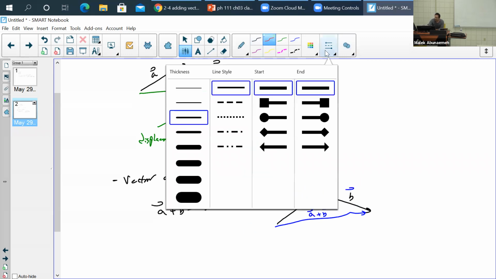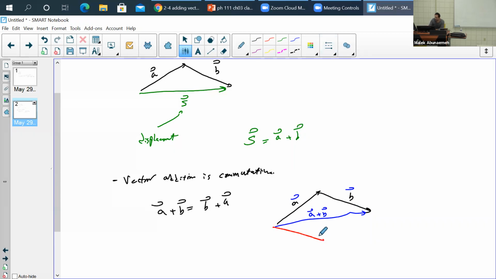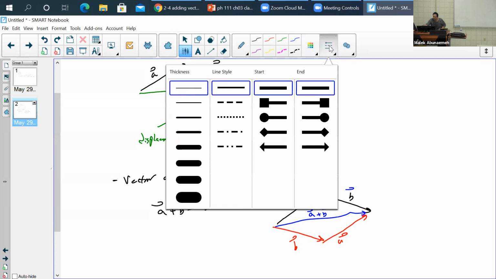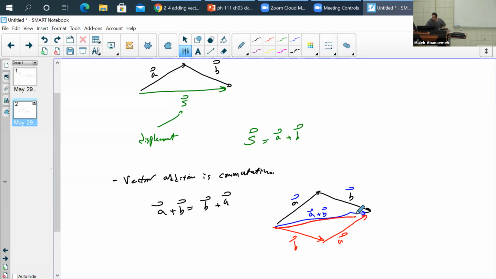Now let's say you reverse this action. Let's say this is your vector B over here and going on to vector A. So this is your B, this is your A. Let me get a red on this. Here it is. This is going to be B plus A. Same thing. I try to put them on top of each other.